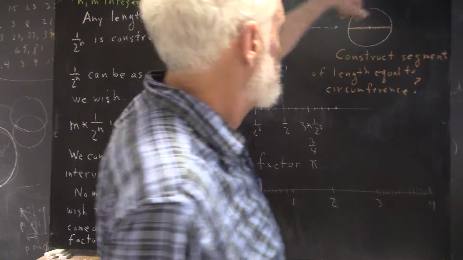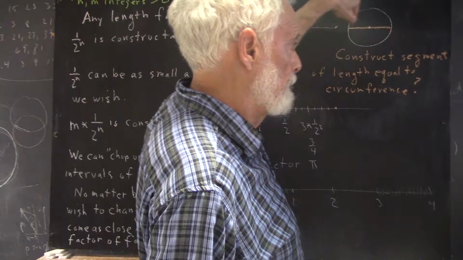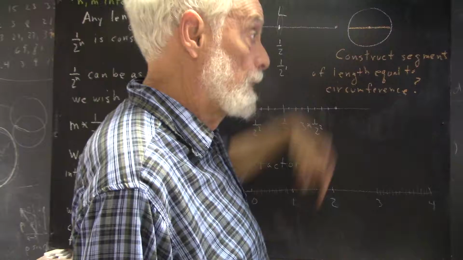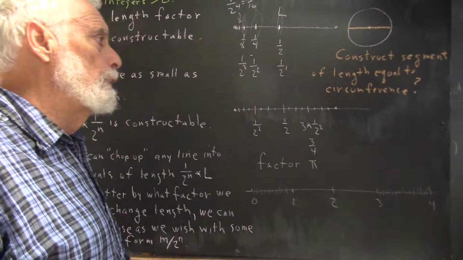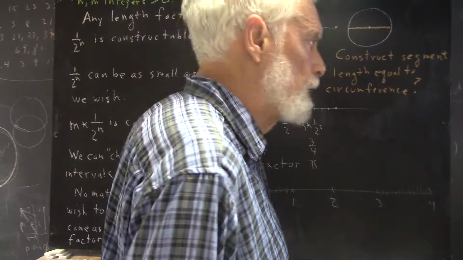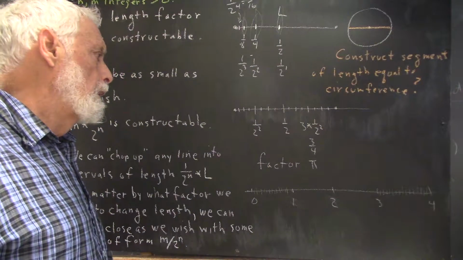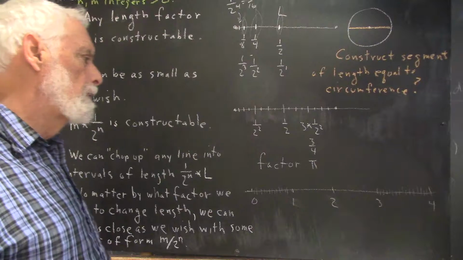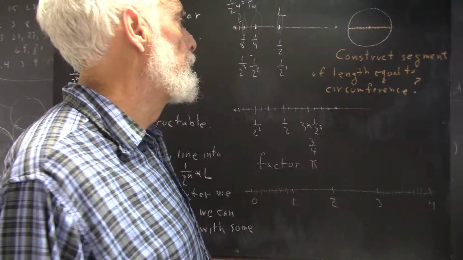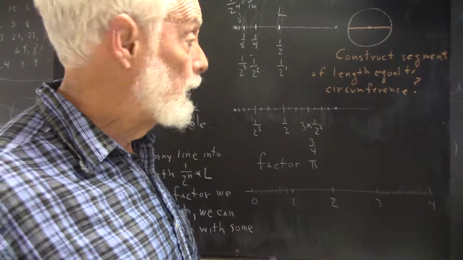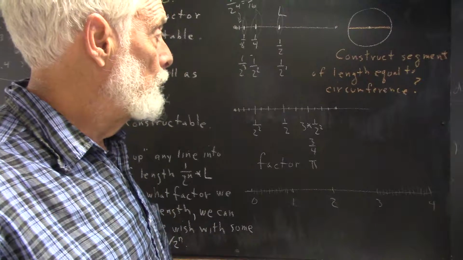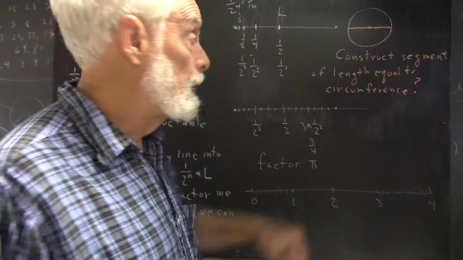We've got a circle, and I've got a segment in orange whose length is the diameter of the circle. And we want to try to construct a segment of length equal to the circumference. Can we do it? Well, if we could, then you'd make a liar out of me. You would have constructed factor pi, and I said it can't be done. At least not with a finite number of operations. Well, let's see what we could do to at least get close to pi.